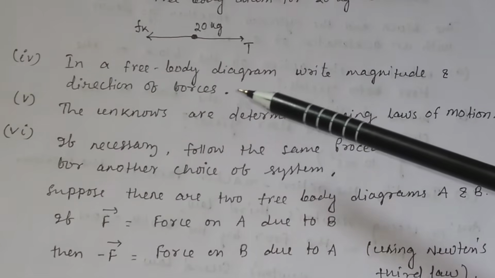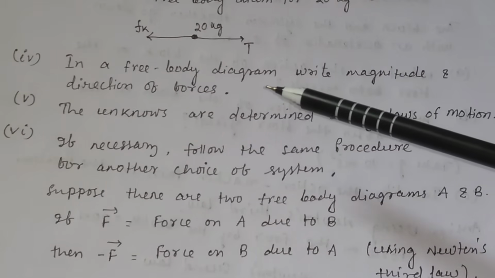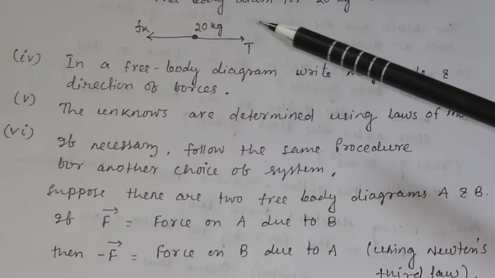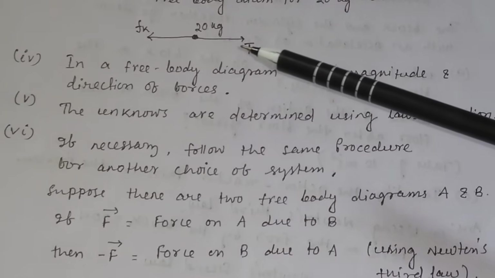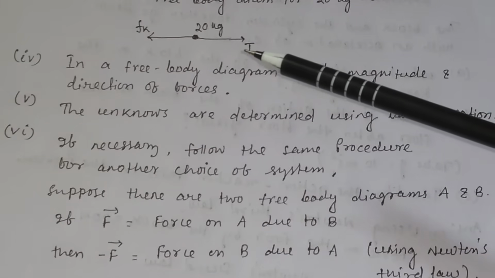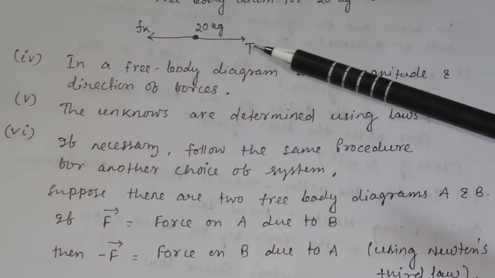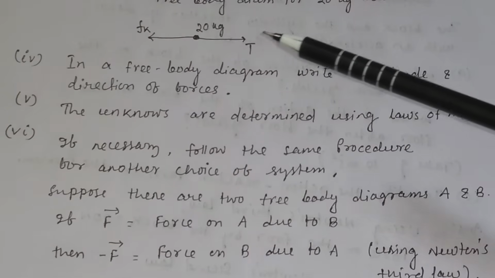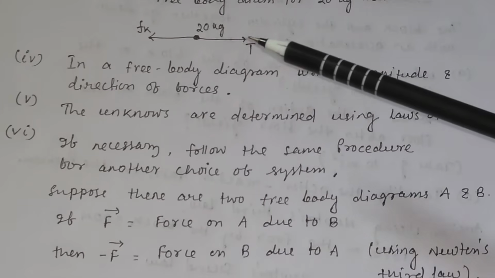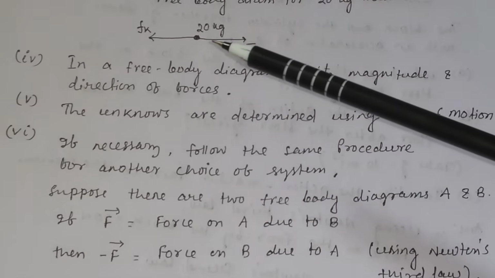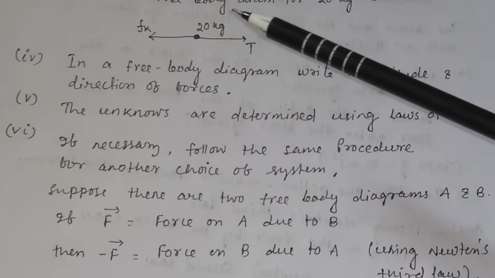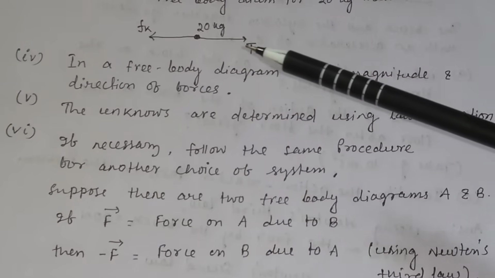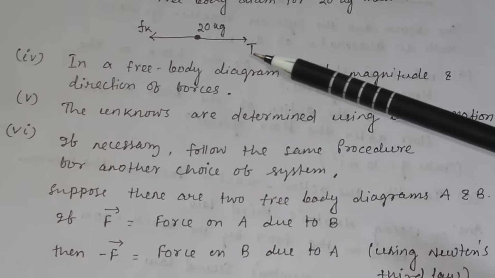Next point, in a free body diagram, you should write the magnitude and direction of the force. That means here the magnitude of this force, suppose T, is given some value, that is 3 Newton or 5 Newton. So you should write the magnitude of the force and the direction, whether the force is this side or upward or downward.